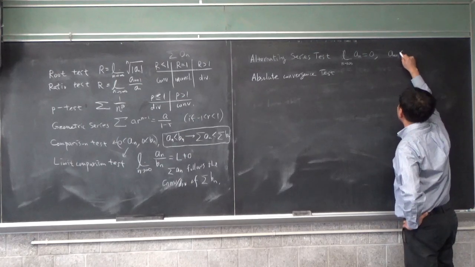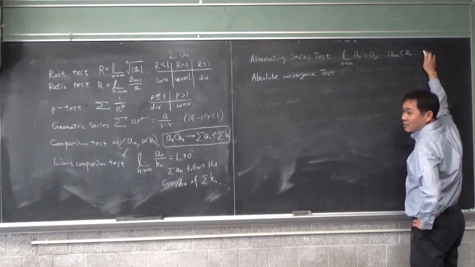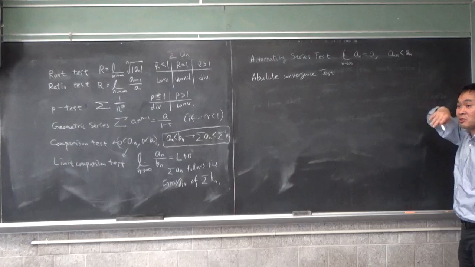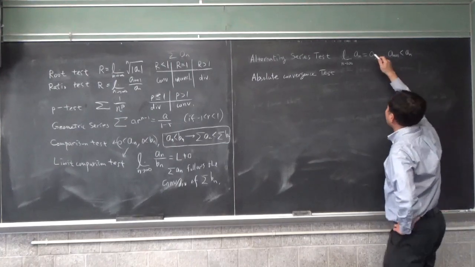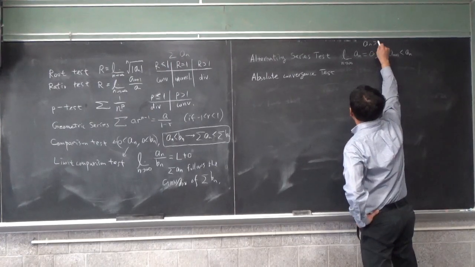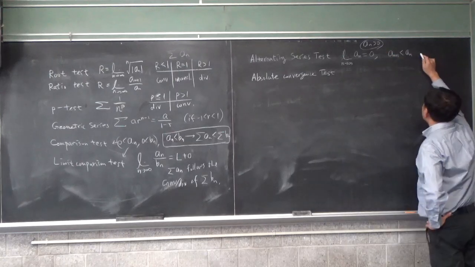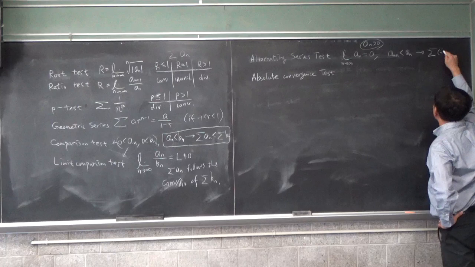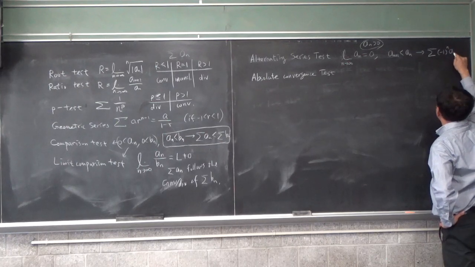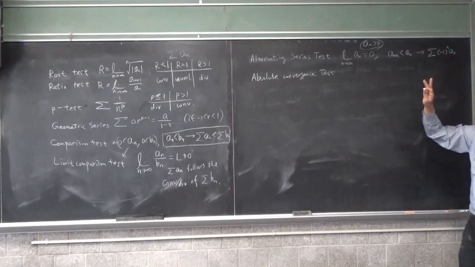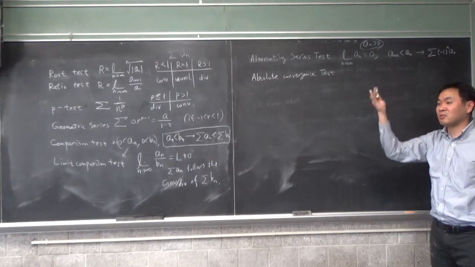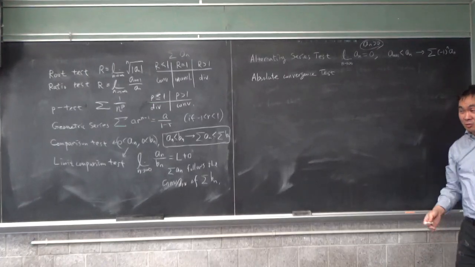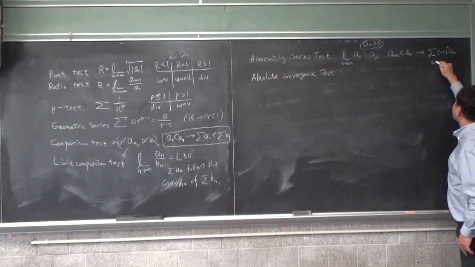a_{n+1} has to be less than a_n, meaning that the sequence has to be decreasing. And here I'm still assuming that a_n is positive. If these two conditions are met, then the summation of the alternating series, this (-1)^n makes the signs flip: positive, negative, positive, negative. That's what alternating series means, right? This converges.